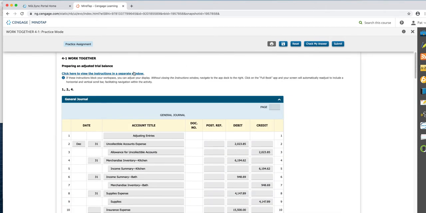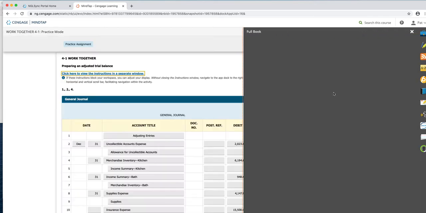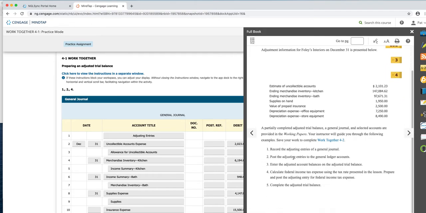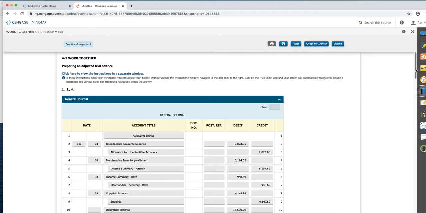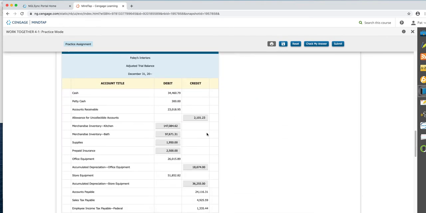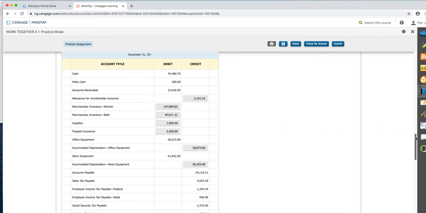So when we look at these instructions, it tells us first record the adjusting entries, then post them, then enter the adjusted account balances after we post to the adjusted trial balance, which we did there. Now we need to calculate federal income tax. Prepare and post the adjusting entry for it. All right, so how do we do that? Very simply, if you remember from our worksheet, we used to add up the income statement credit column, subtract it from the income statement debit column, and the difference is our federal income tax. We put it in the chart.